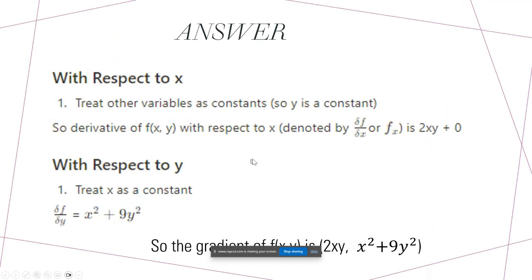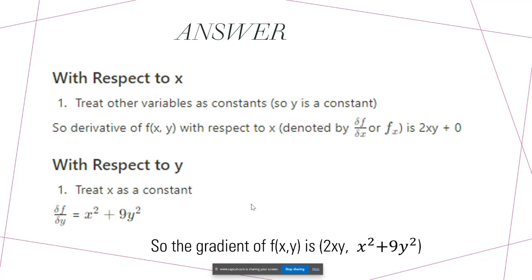Cool. So this was the answer there. As Shay said, we treat the other variables as constants, and so the derivative with respect to x, denoted by delta f delta x, is just 2xy, and then the partial derivative with respect to y is x squared plus 9y squared. I did actually have the reasoning on the next slide, but it was fun to get Shay to come up and explain it anyway. So that's all good.